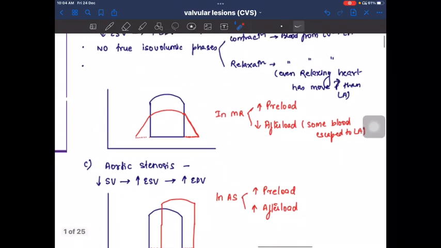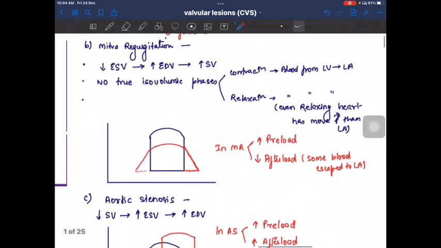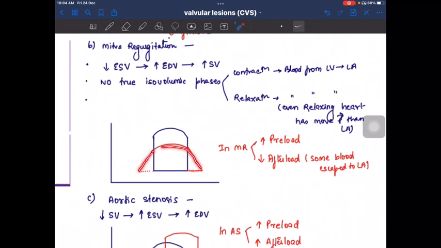So what will happen is, we know that the end systolic volume has decreased and EDV has increased. And I told you that since it cannot be isovolumic, these lines have to be tilted now, right? Because the volume does not remain constant. It changes, right? So this is the graph of the PV loop of mitral regurgitation.